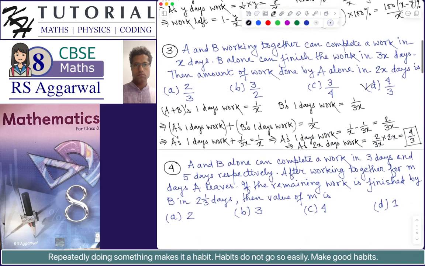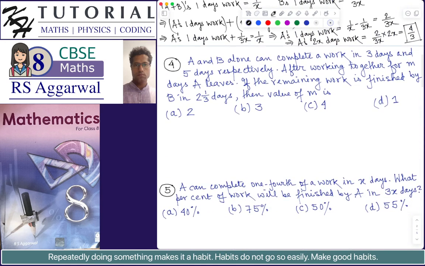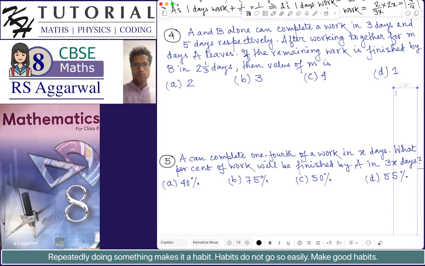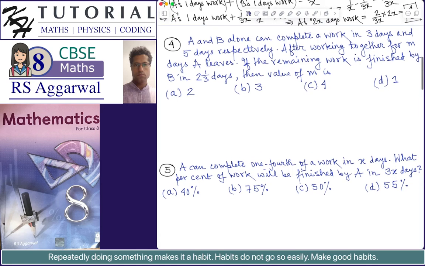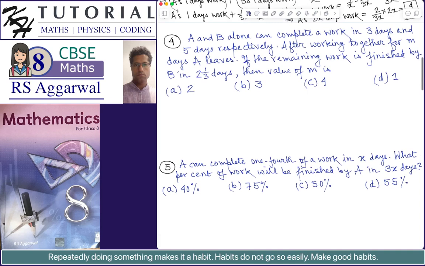Okay. Problem number 4. A and B alone can complete a work in 3 days and 5 days respectively. That is, A alone can complete a work in 3 days and B alone can complete the work in 5 days. Now, after working together for m days, A leaves. If the remaining work is finished by B in 2 and 1 by 3 days, then the value of m is. Okay. So, A and B alone can complete a work in 3 days and 5 days respectively.